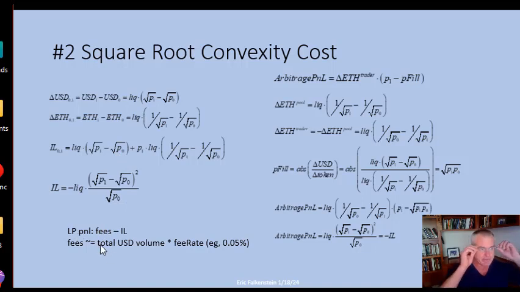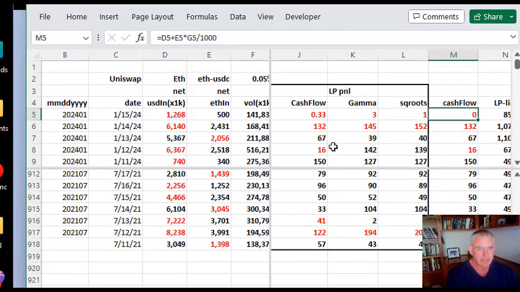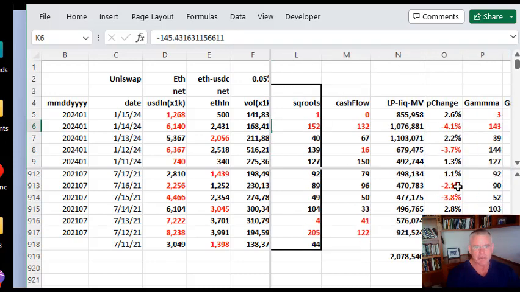It's 5 basis points, and if it's a 5 basis point pool, it'd be 5 basis points times whatever comes in. It's about equal to the absolute value that USD traded. So this is pretty straightforward to calculate. And then if I do that here, again, I call this the gamma method. I automated this in a program. I use Gauss, but you can do it in a spreadsheet too.